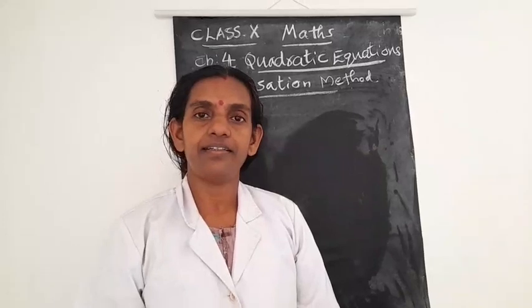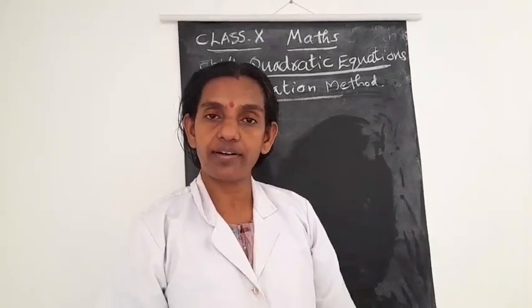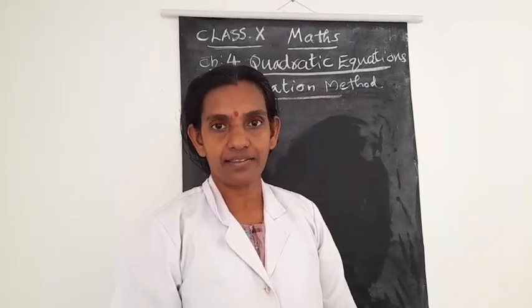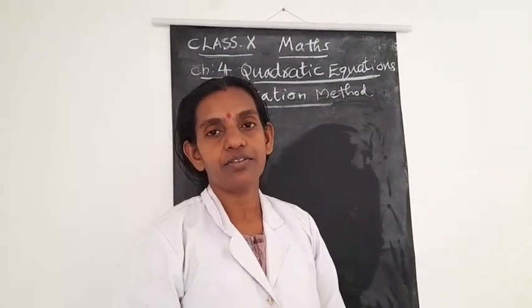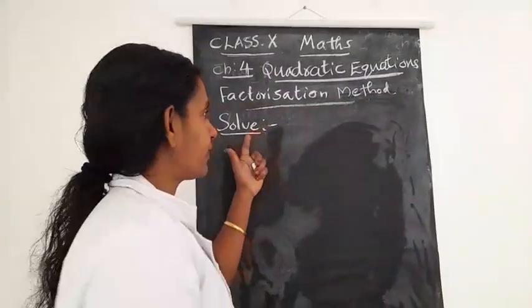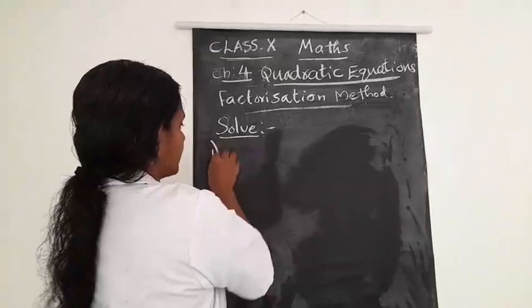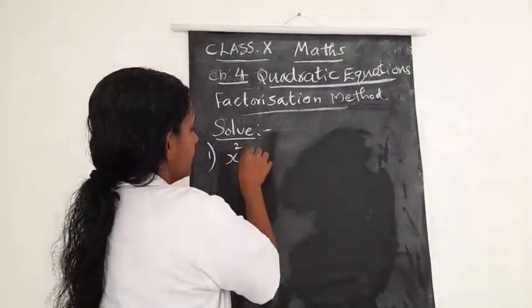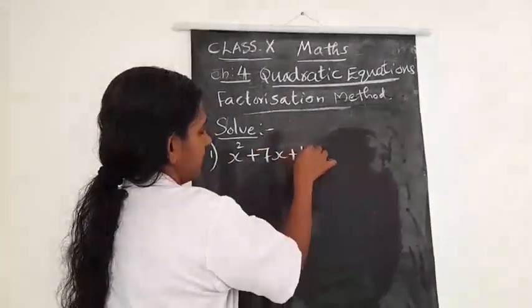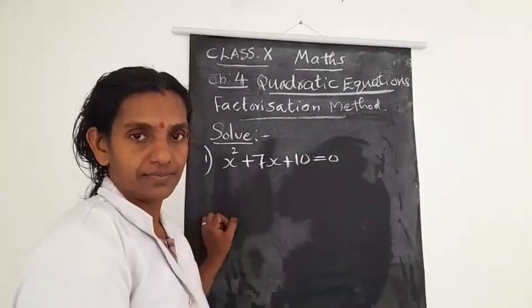Today we will study the method of factorization, finding solutions of quadratic equations by factorization. Okay, so question number 1, by the factorization method we are finding the solutions. Solve. For the first question we can select x square plus 7x plus 10 equal to 0. Suppose the given equation is this.